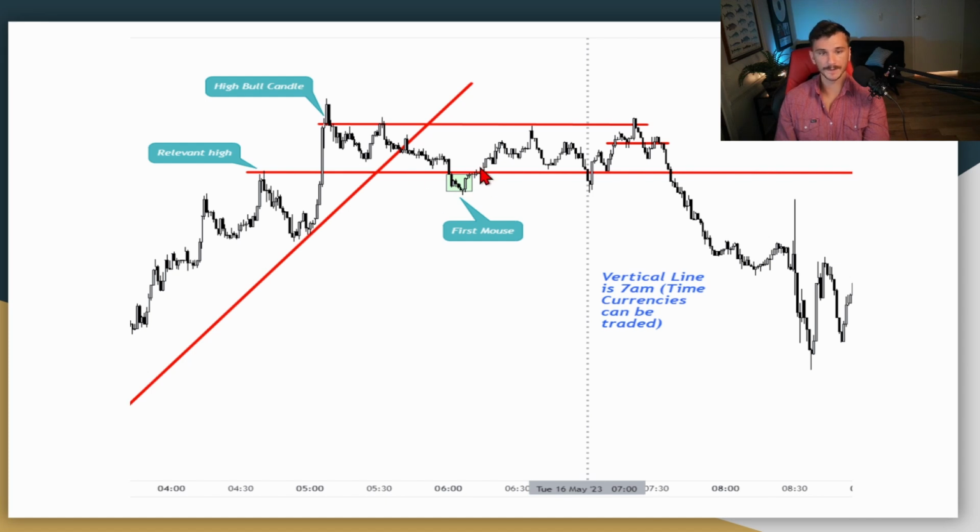This is your first move. Now look, this is the 7 o'clock open. They pull it back inside in 3 pushes. 1, 2, 3. Micro M.